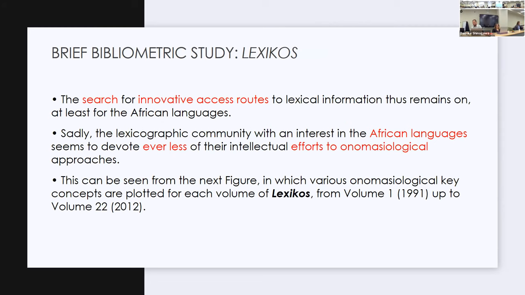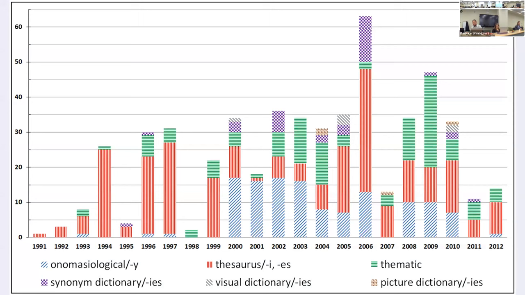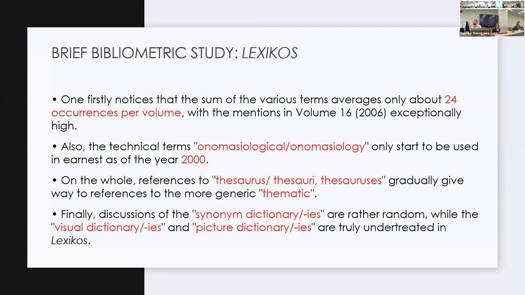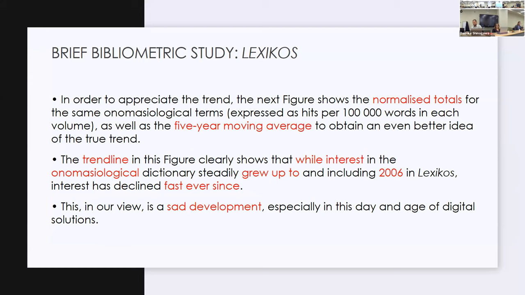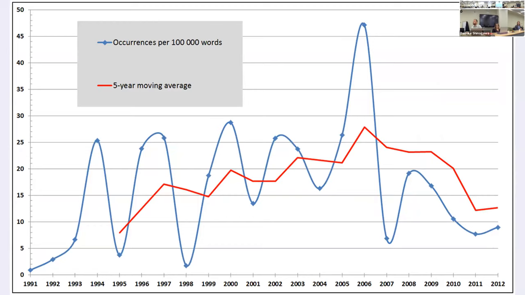Now, this is another one of my hobby horses that I quickly throw in, a bibliometric study. Do we actually, as meta-lexicographers, look at this type of dictionaries? Well, unfortunately, and here is the data, I took Lexikos, which is the main journal for Bantu and African languages on lexicography, and you see that it became ever more popular until 2006, and that has been losing interest. I used a number of keywords like onomasiological, thesaurus, thematic, and so forth to do that. A better way to actually look at that is to use a five-year moving average, yeah? And then you see that the red line, 5 years later, it really goes down.